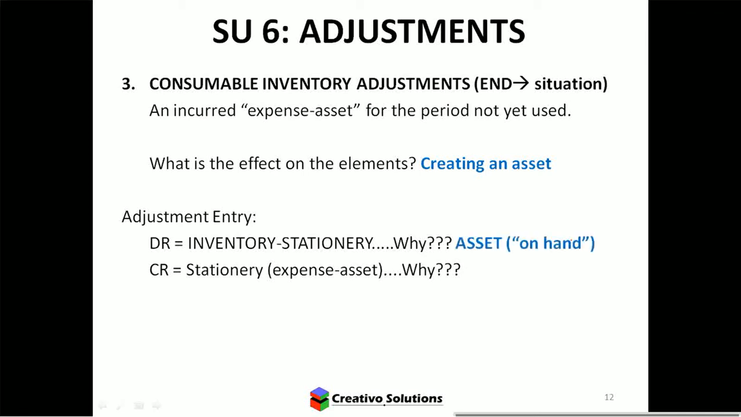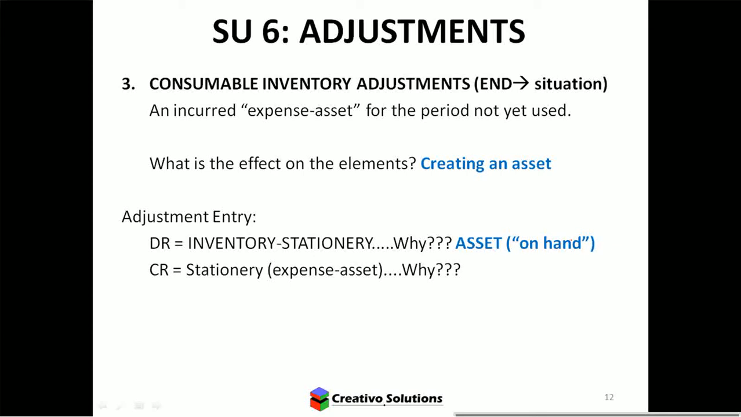So what is the asset going to be called? Stationery on hand. Right. Stationery on hand is any stationery that I haven't used, because the used stationery will be an expense. Stationery that's used is an expense. Stationery that's unused is an asset. Okay, so debit stationery on hand, asset, increase, and credit stationery expense.